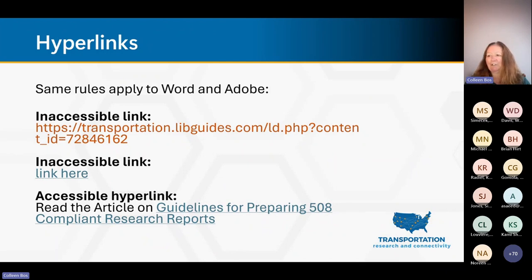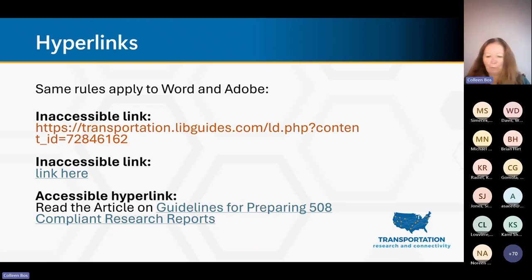And I think you can see the last one is both a nice visual cue and also works well when it's read aloud. It tells you what it is and why to go there. So the inaccessible link doesn't use the hyperlink feature and it's not underlined, and it would just be real easy for someone to miss or misunderstand, and you can't just directly click into it. The second one is actually a proper hyperlink, and you can just click into it, but it doesn't give you a lot of information. It just says link here. The last one is the ideal. It says read the article on guidelines for preparing 508 compliant research reports, and it is actually a proper link that you could click into if you wanted to.